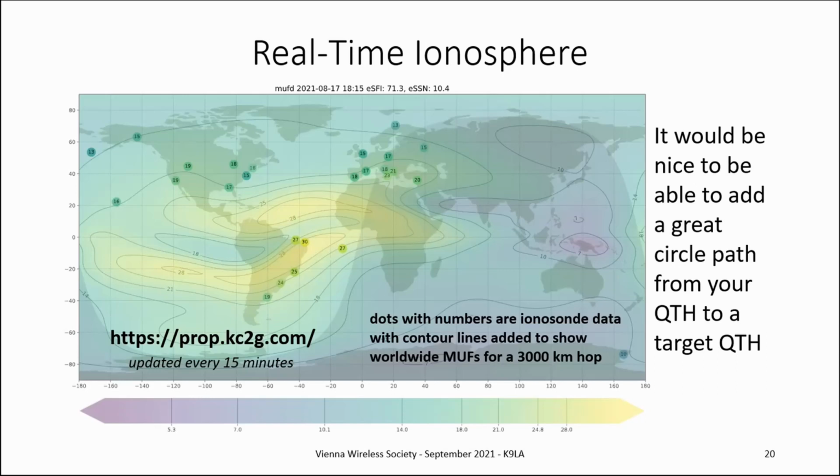This is updated every 15 minutes, so it's very near real time and gives a good worldwide picture of what's going on with the ionosphere. And of course, the ionosonde measurements will have the disturbances in them. If the MUF is lowered because of disturbances, the ionosondes will measure that, and that will show up in the map here.